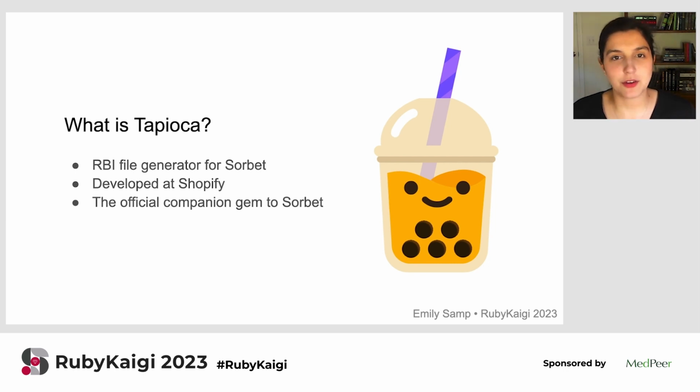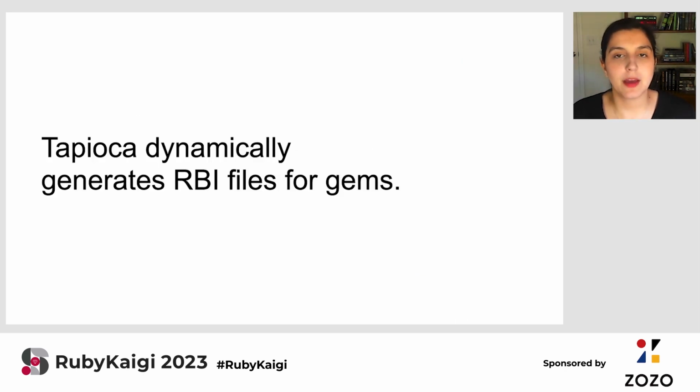Now, Tapioca generates RBIs for gems in a few cool ways. It can pull pre-written RBI files from other repositories, and it even provides a framework for developers to write RBI generators for DSLs. However, during this talk, we're going to focus on just one of Tapioca's features. We're going to talk about using Tapioca to dynamically generate RBI files for gems.